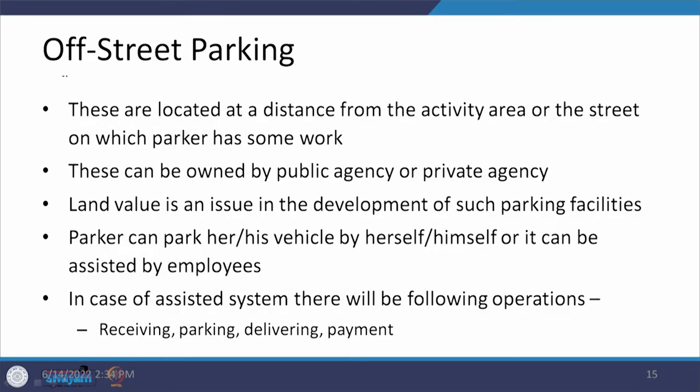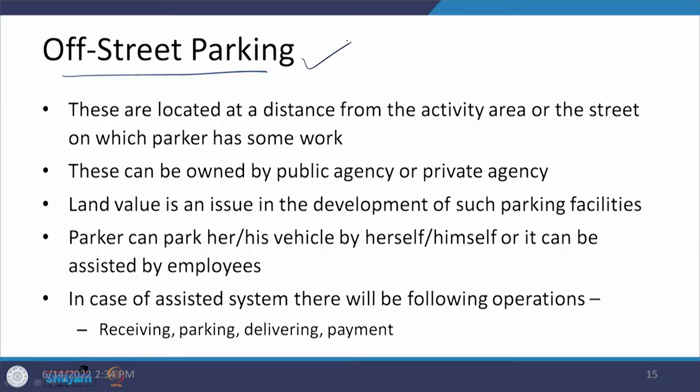Now, let us start discussing the off-street parking. Off-street parking is usually at a distance away from the activity areas, because you need a lot of space where these vehicles can come and park. So, this is one limitation of off-street parking, and that is why in many cases the parkers may not like to go to off-street parking and will insist on parking on the street.